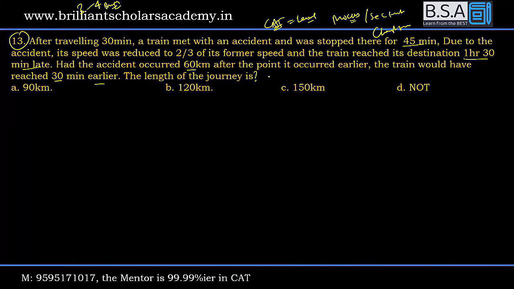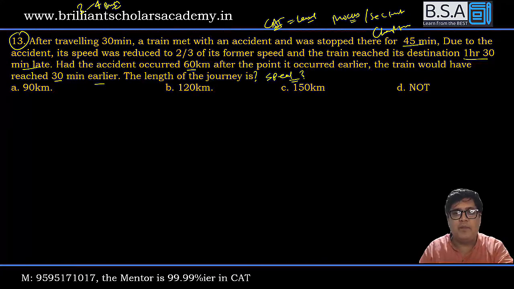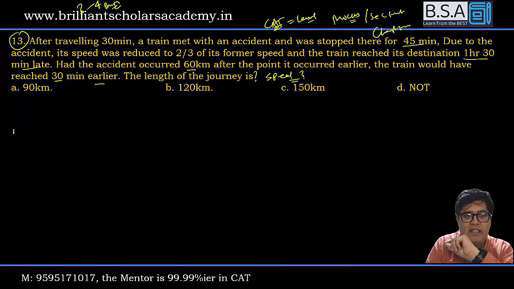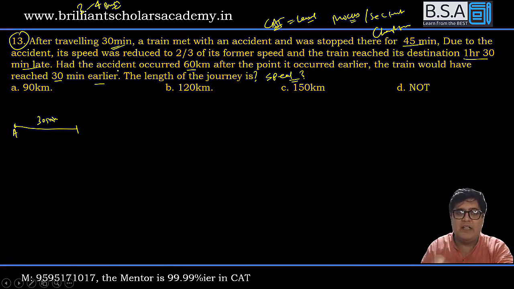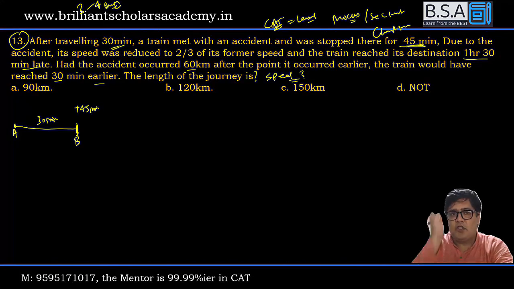I could also ask you, what was the original speed of the train? Both questions are perfectly valid. Any of these questions can be answered with this much information. Please observe. The point from where the journey started is A, and everything was okay for 30 minutes. Time, not distance, 30 minutes. Here I'm calling this point B. An accident occurs. The train was stationary for 45 minutes because of the accident.